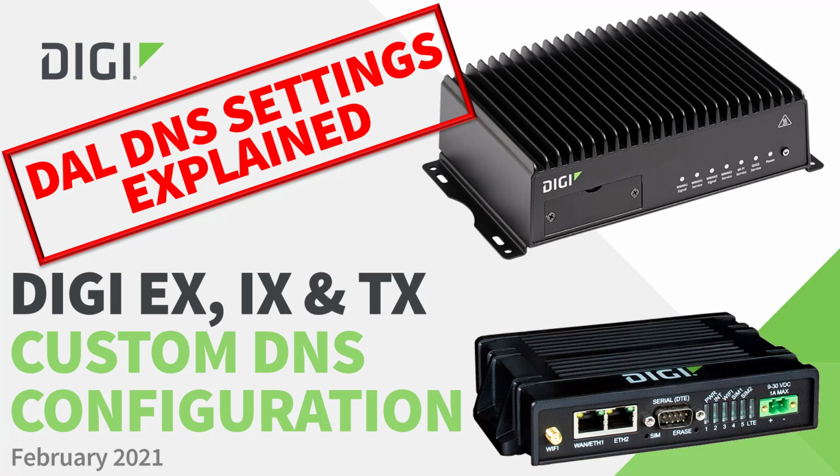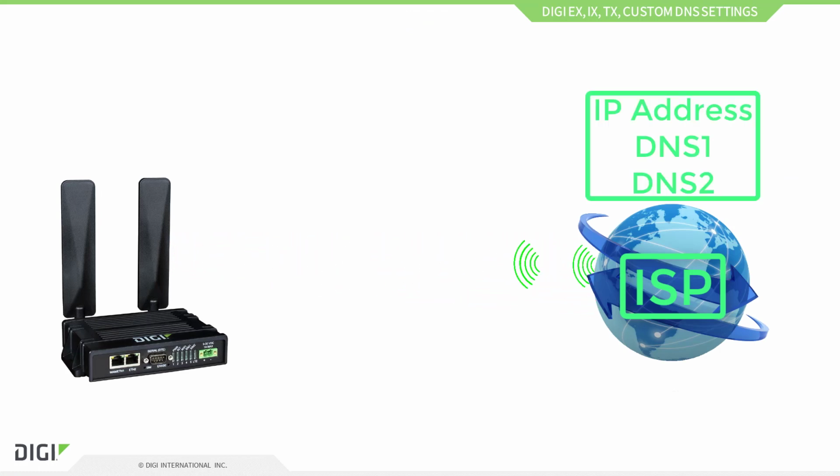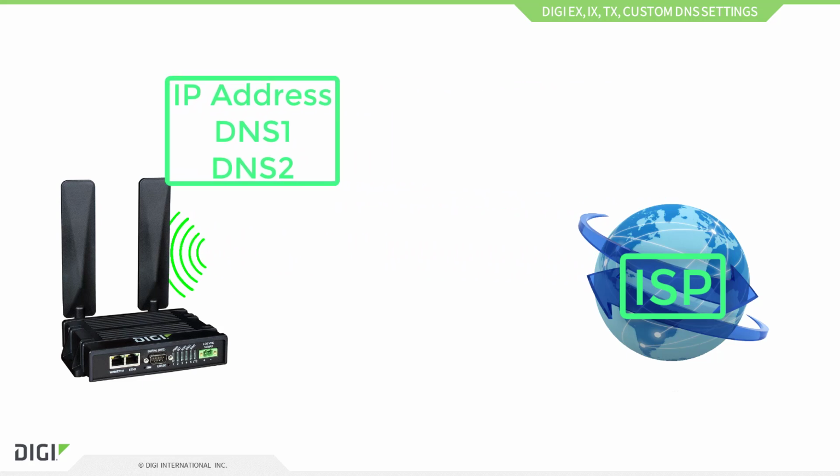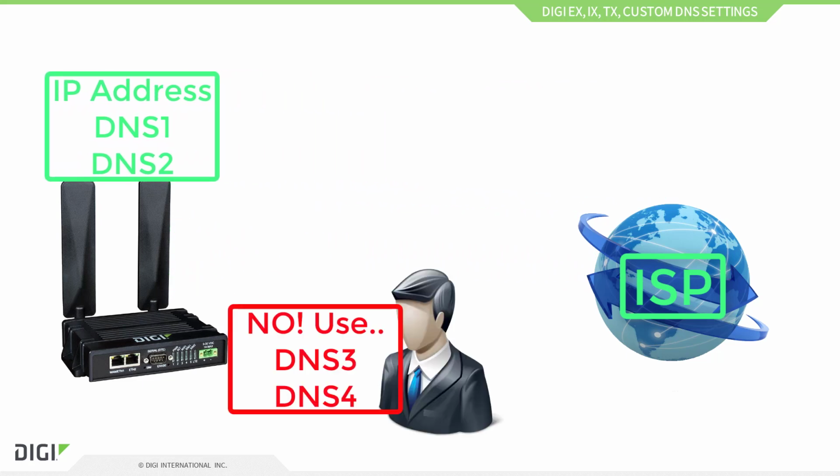This video explains what the interface DNS settings mean and shows you how to configure custom DNS servers on a router running the DAL operating system. I'm using an IX10, but the process is the same for any other DAL router. When a WAN interface connects, it will usually be assigned DNS servers within the service provider's network. In simple networks, this is fine, but you may want more control over which DNS servers are used.